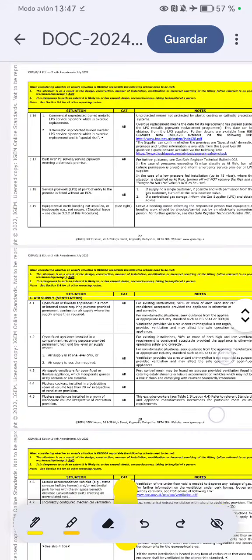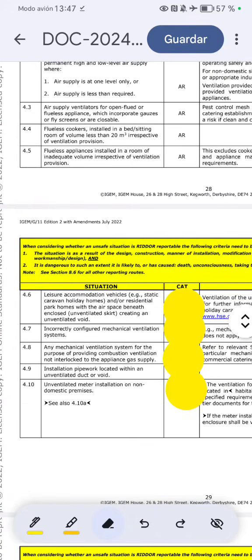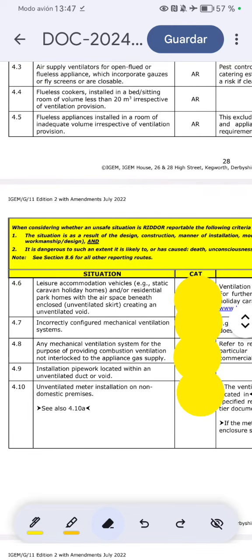Okay, then you can see here the notes. 4.6 leisure accommodation vehicles, e.g. static caravan holiday homes and or residential park homes with the airspace beneath enclosed unventilated skirt creating an unventilated void. At risk. I don't know what this is all about. Okay, incorrectly configured mechanical ventilation systems. At risk. Any mechanical ventilation system for the purpose of providing combustion ventilation, not interlocked, at risk again.